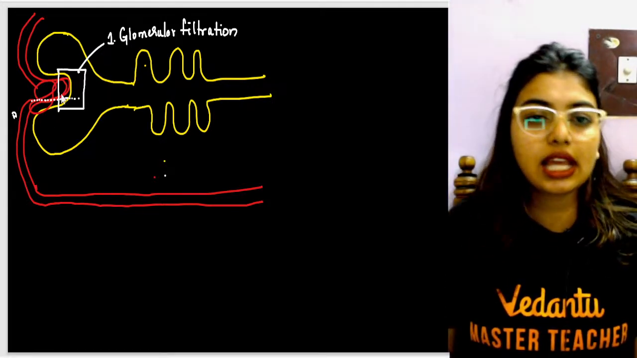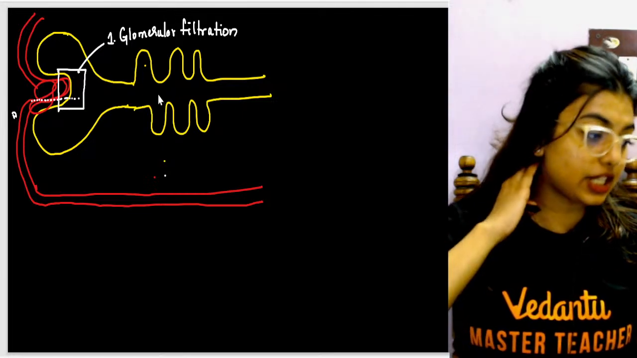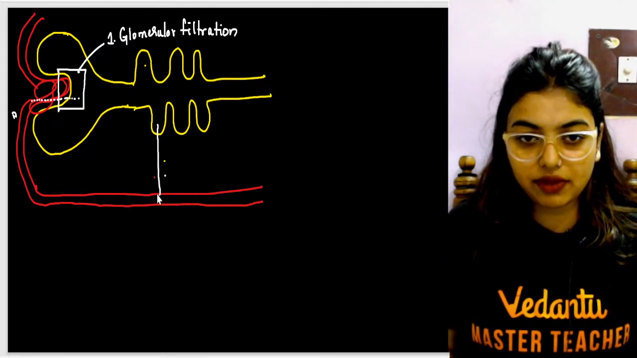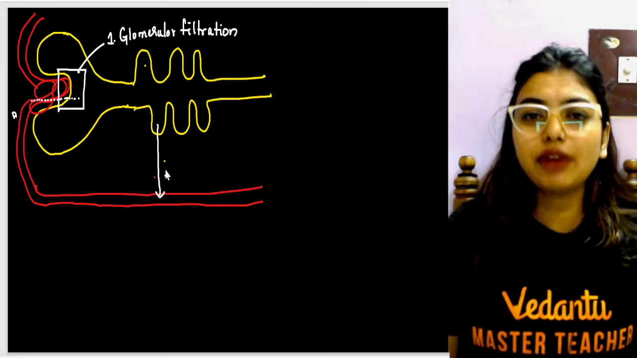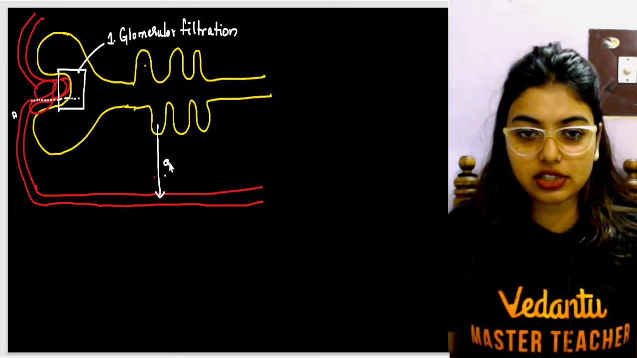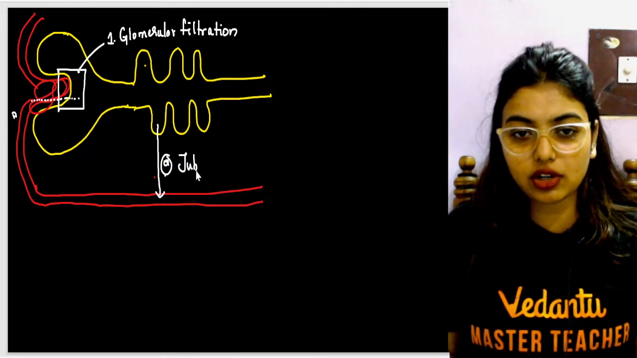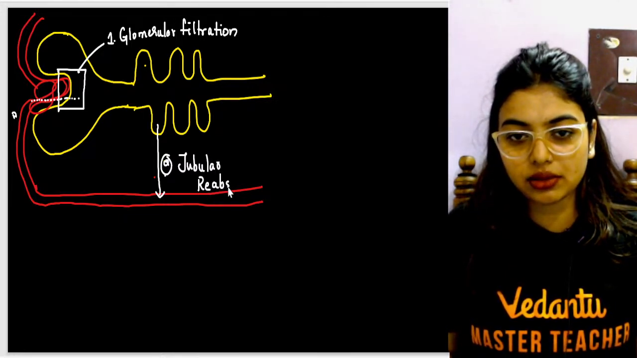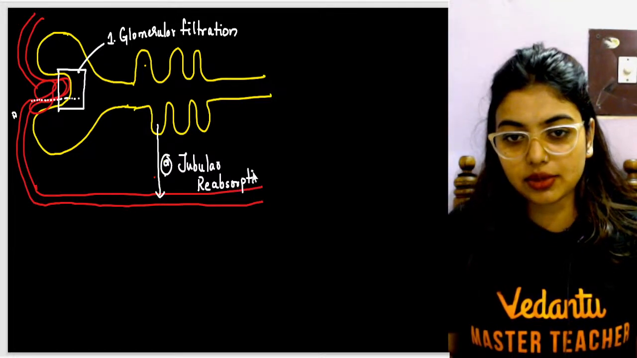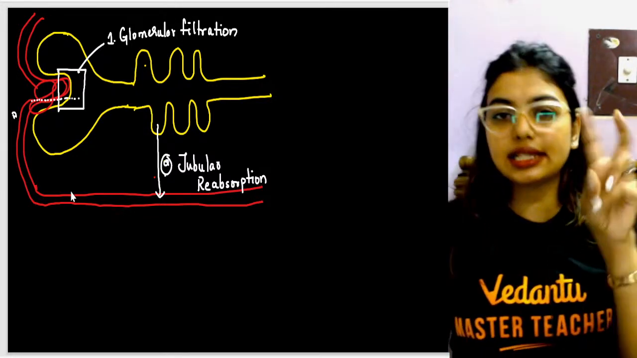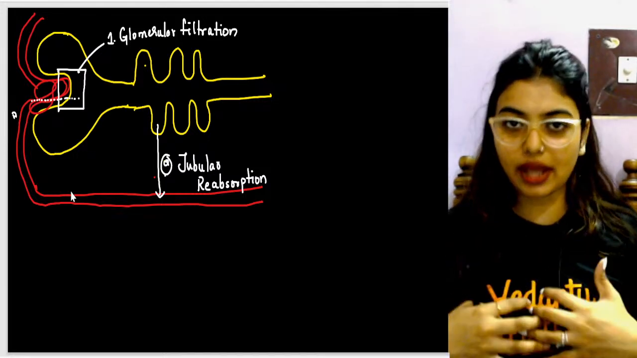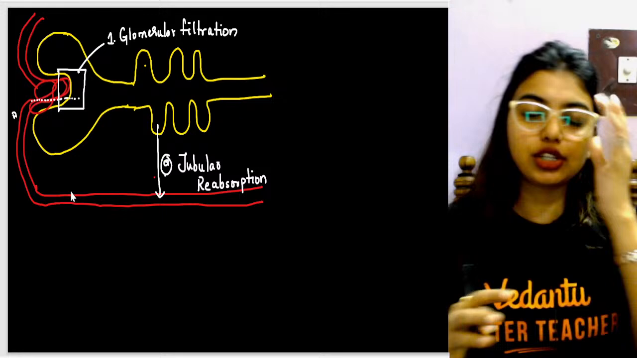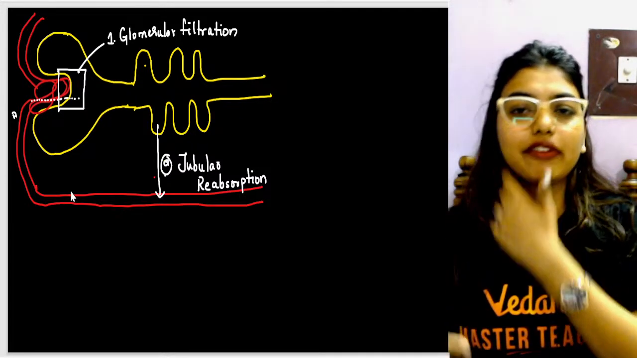Like should keep increasing. The second step is going to be tubular reabsorption, where your tubules are going to take back whatever is necessary. Got it? That is the second part. That means whatever the tubules require, or whatever is required for expelling out in the urine, will be taken. Rest everything we will give back to the blood.